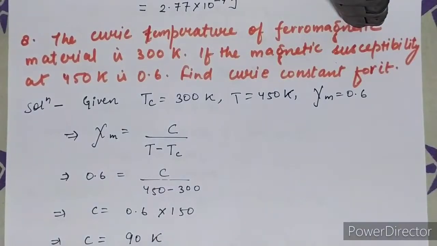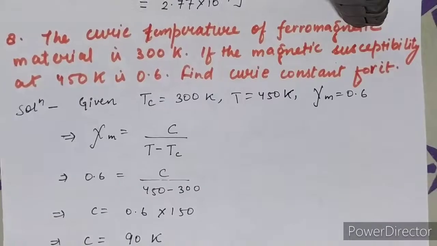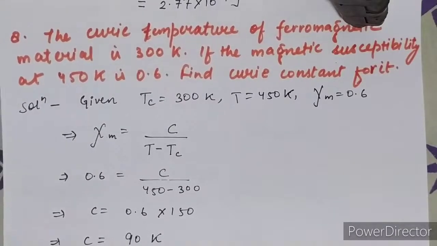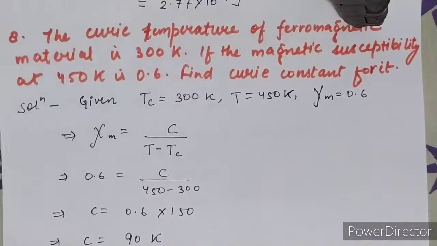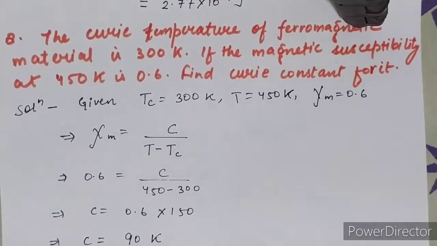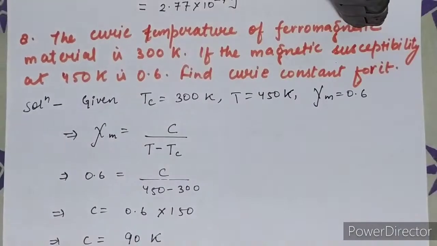Okay, 90 Kelvin. This is your answer. Simple as that. You just have to put the values from the question into the formulas. For that, it will be easy for you if you first write the given values. Then you are able to apply the formula, knowing which formula is used.